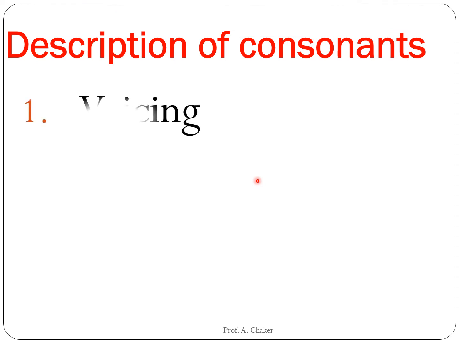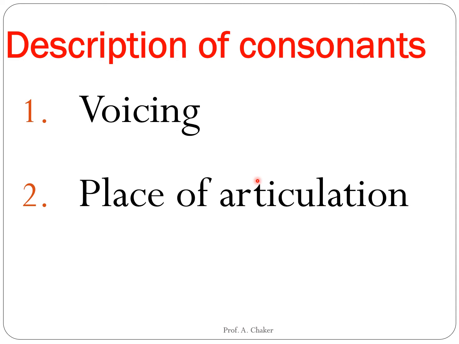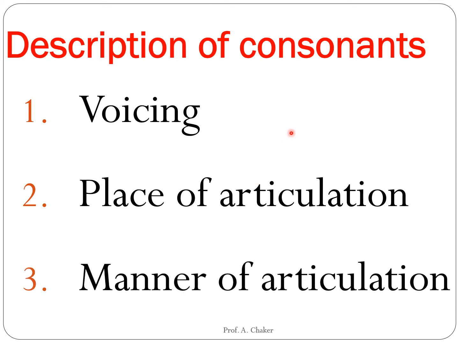Now, to describe a consonant, we have to take into consideration 3 criteria. This means that if we take any consonant sound, say S or P or T, if you want to describe it, you have to use the 3 criteria: voicing, place of articulation, and manner of articulation. So this is what we are going to speak about in this session.